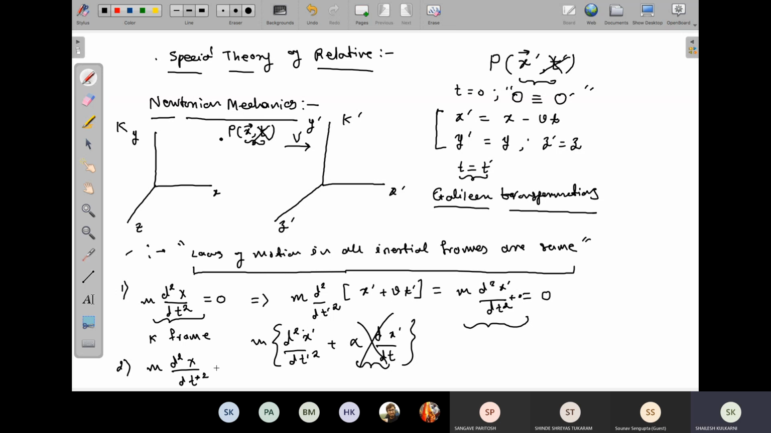Sorry, there is no t prime here. Some force, say force equal to mg. Then you transform according to this, and you will see that the form of equation remains same. So although the equation of motion for this classical particle preserves its form under this Galilean transformation, there is a problem.